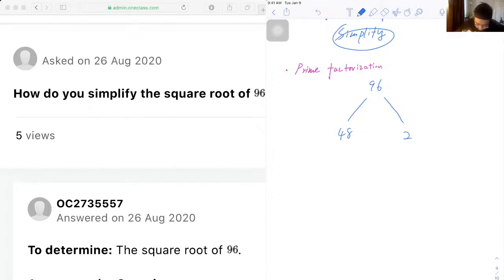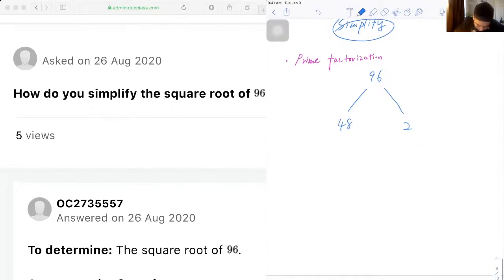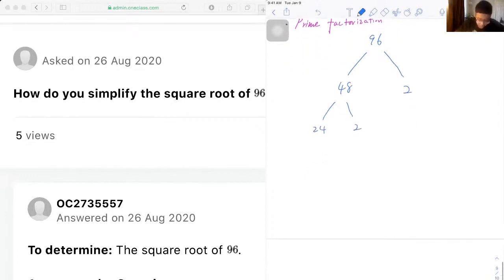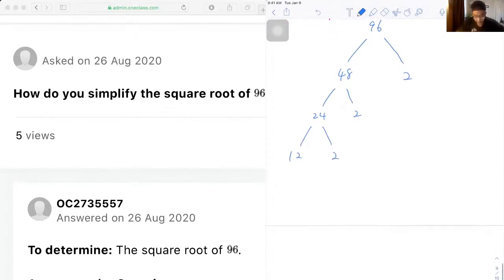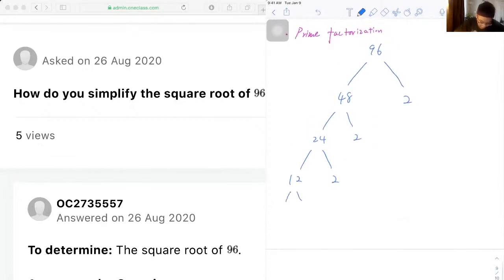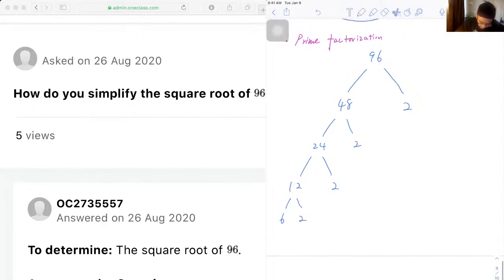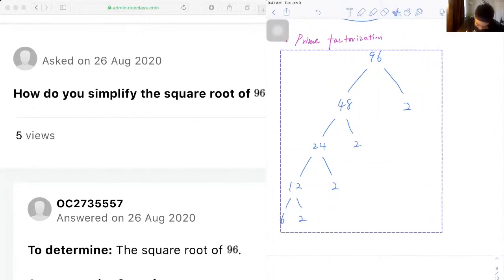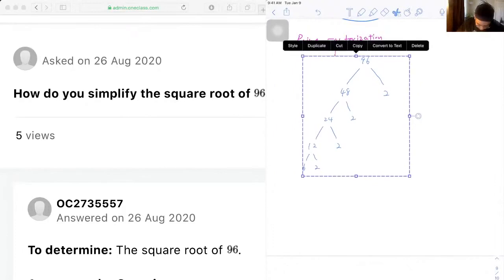So now we only need to focus on the 48 part, and we know that 48 is equal to 24 times 2, where 2 is a prime number, so we leave it there. So now we only need to deal with 24. So same thing, 12 times 2 is equal to 24, so now we only need to deal with 12, and we know that 6 times 2 is equal to 12, and so now we only need to deal with 6.